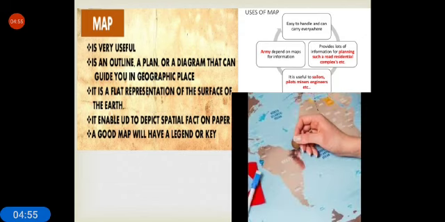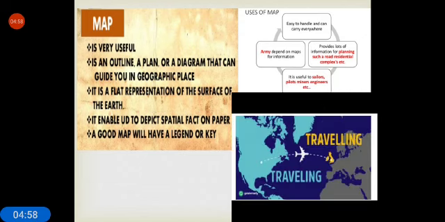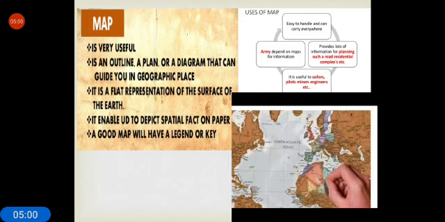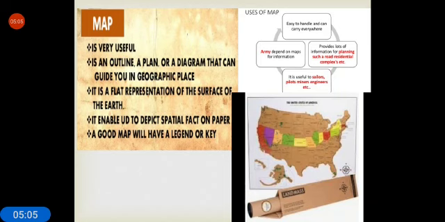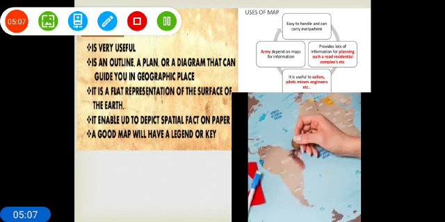Army people depend on maps for information. It provides lots of information for planning such as a road, residential complex. It is useful to sailors, pilots, miners, engineers and so on.